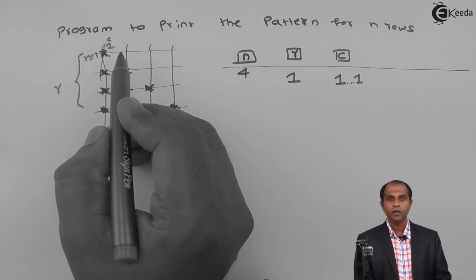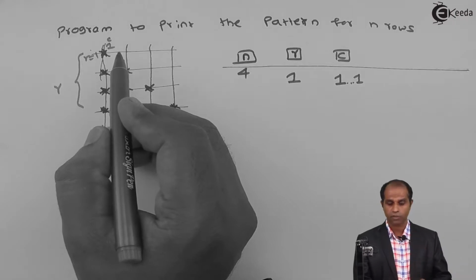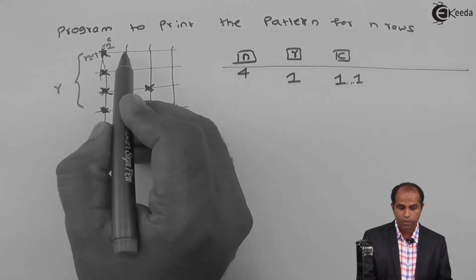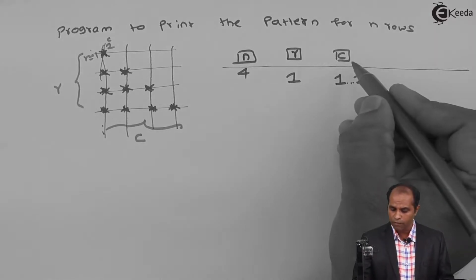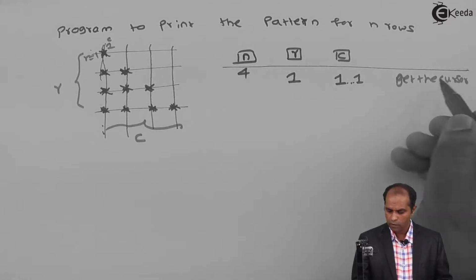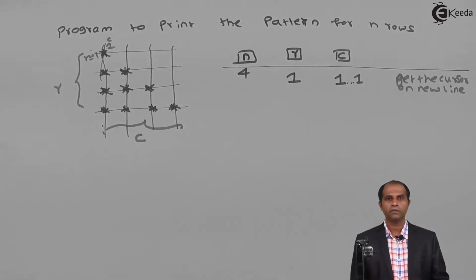incremented to 2, am I supposed to print any operation? Am I supposed to print any characters? No. I'm supposed to get the cursor on the next line. I'm supposed to drag the cursor to the next line. So after doing this, I need to get the cursor on a new line.